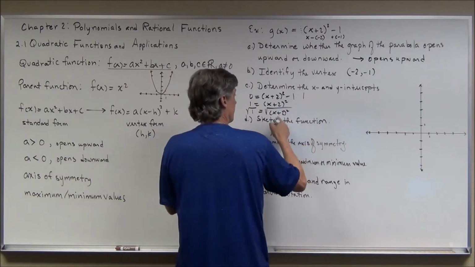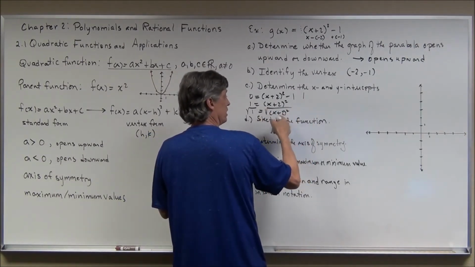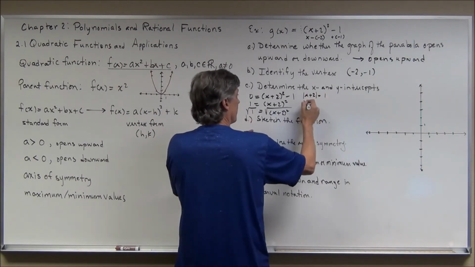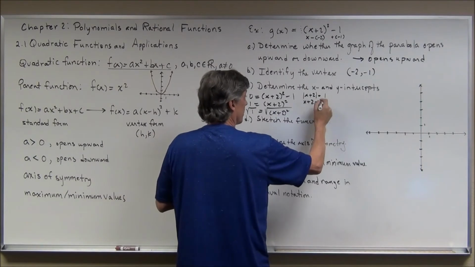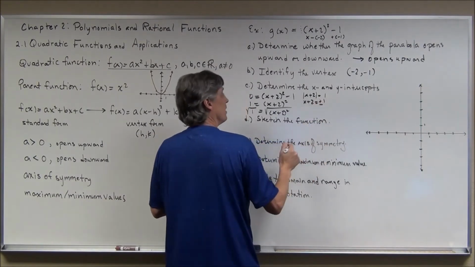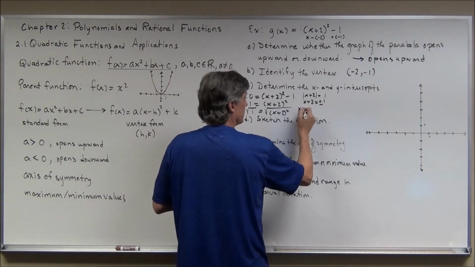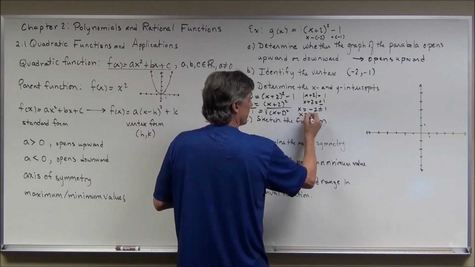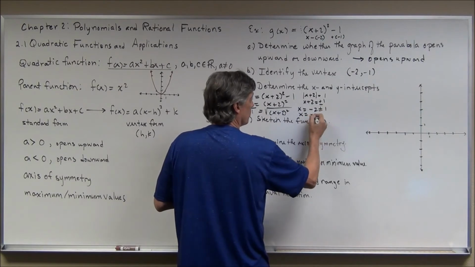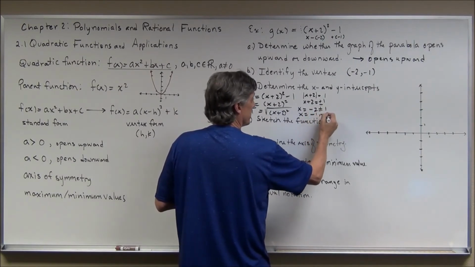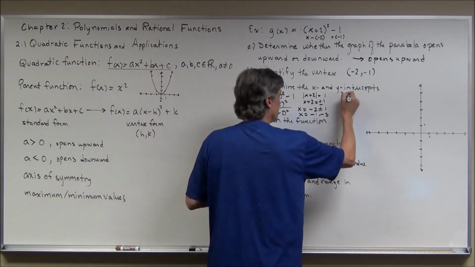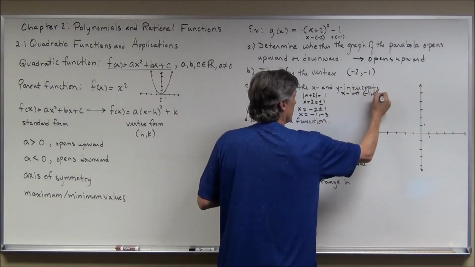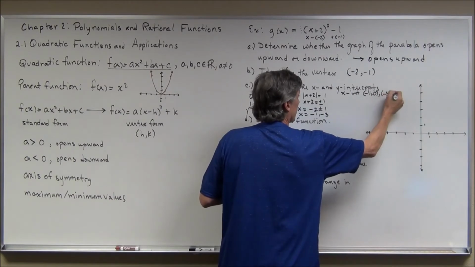And I will get the absolute value, because it's the square root of a quantity squared. I get the absolute value of x plus 2 is equal to 1. So I have x plus 2 is equal to plus or minus 1. And then I subtract 2 from both sides. So I'm going to get two values. I'm going to get x is equal to negative 2 plus 1, which is negative 1, and negative 2 minus 1, which is negative 3. So for my x-intercepts, I have negative 1, 0, and negative 3, 0.